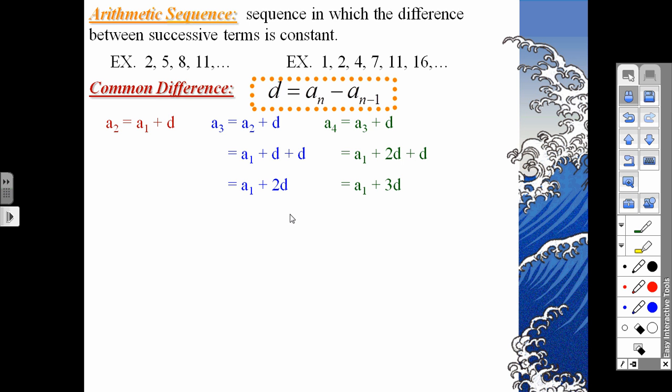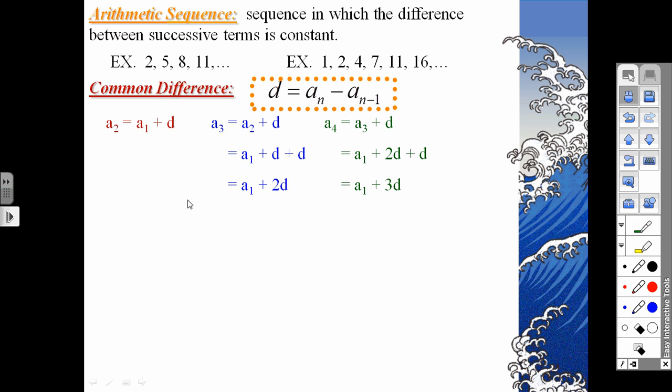Okay, let's try it again. a sub 4 is going to be the third term plus your common difference. We just evaluated a sub 3 is equal to a sub 1 plus 2d. So there that is, but we had to add on our extra d, so we get a sub 1 plus 3d. So hopefully with these three terms, you can kind of see a pattern.